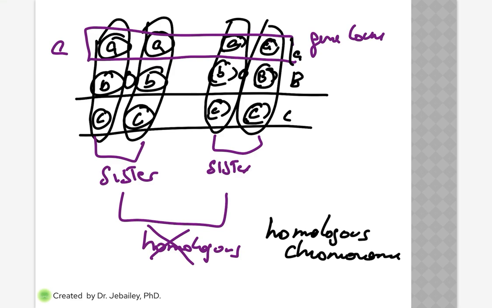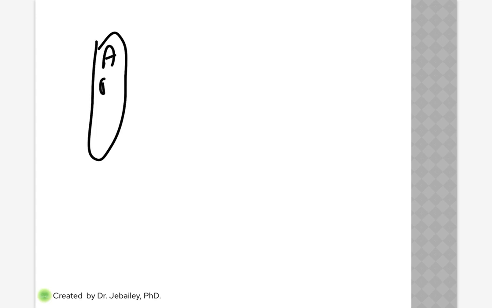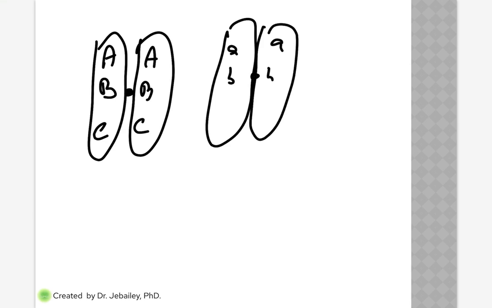Now, do they have to have the same exact alleles? No. So let me show you a clearer picture of what I mean by homologous. Let's just say this one has big A, big B, and big C connected to its sister, which is big A, big B, big C. And then the homologous can have little a, little B, little C, little C. Are they homologous, these two sisters? Yes, they are.